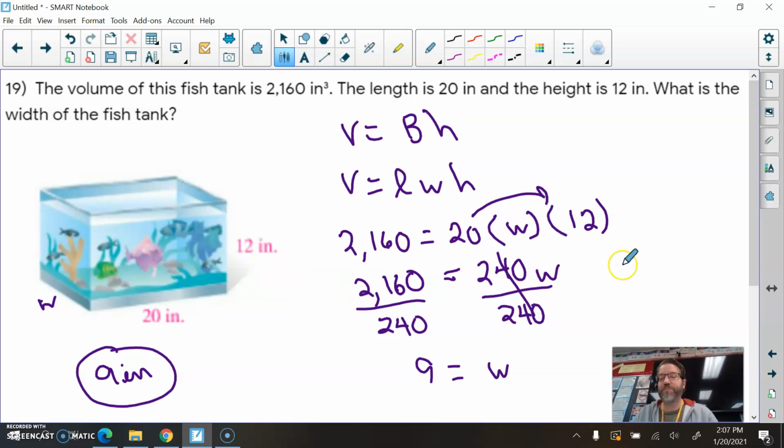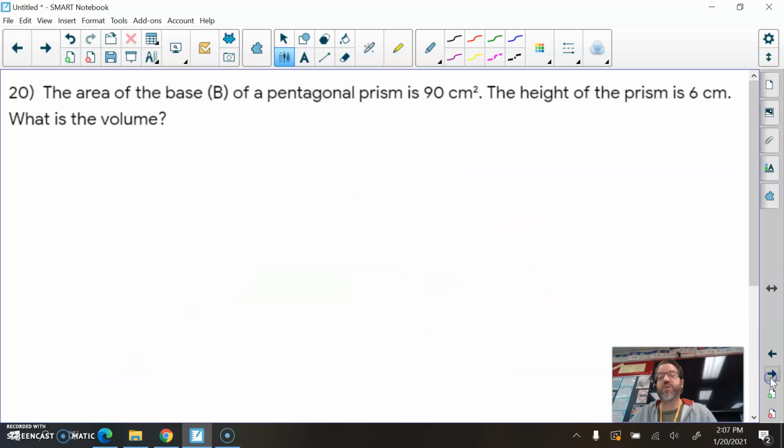And then we have one last question here, number 20. The area of the base B of a pentagonal prism is 90 square centimeters. The height of the prism is 6 centimeters. What is the volume? And you might be thinking, a pentagonal prism? Yeah, that's a prism where you have 5 rectangular faces, but then you have 2 bases that are both pentagons.